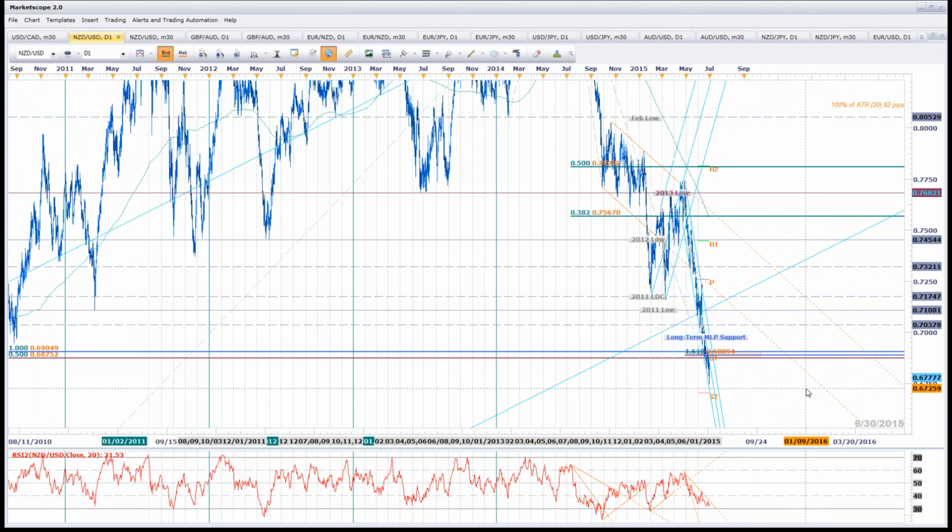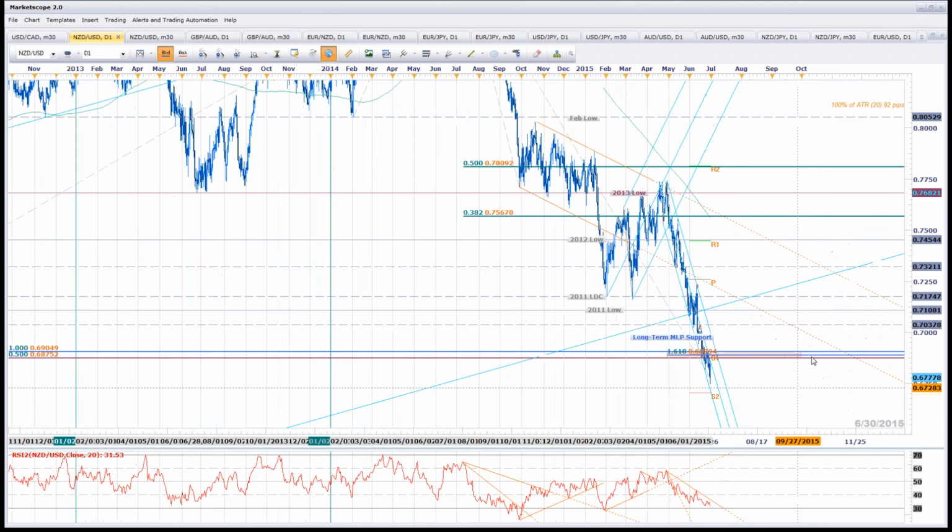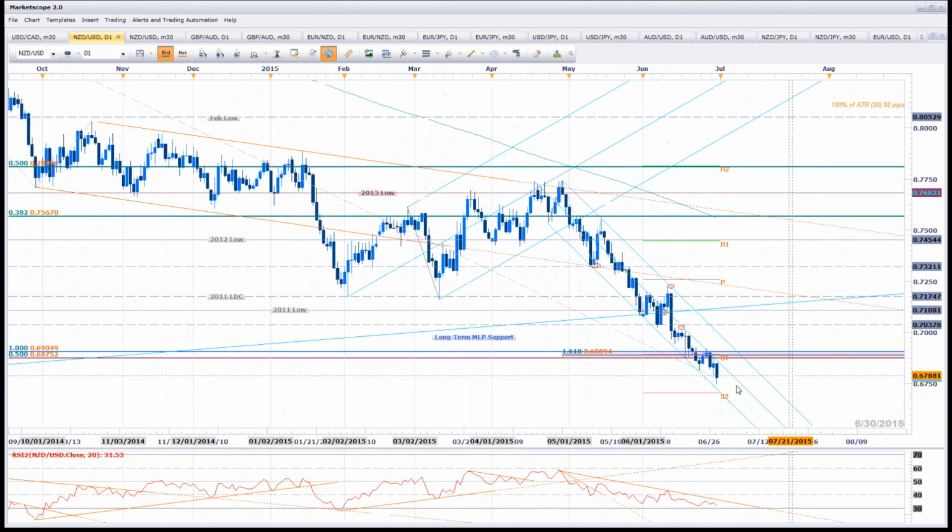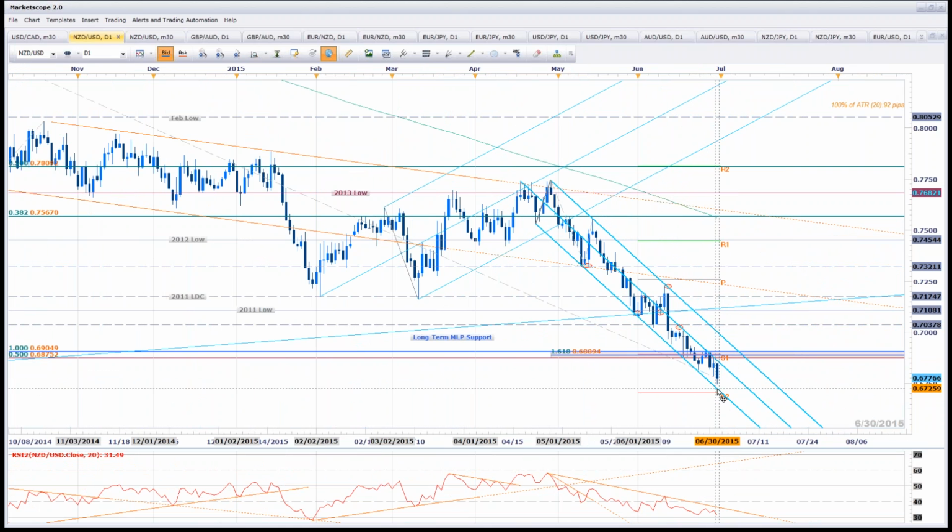There we go. So you're basically looking for the lower median line parallel to catch the lows here, and that comes in just above the S2, somewhere around 67.25. Here's what the scalp looks like for the Kiwi.